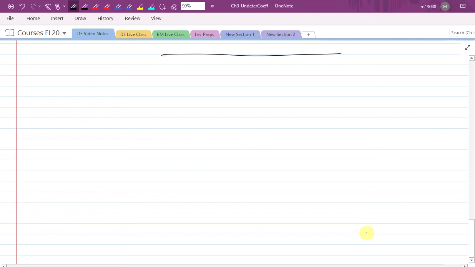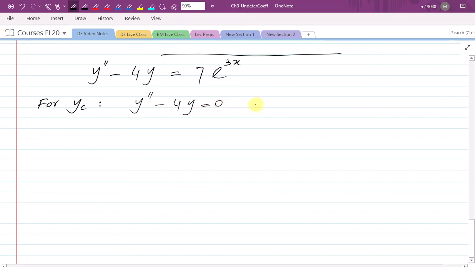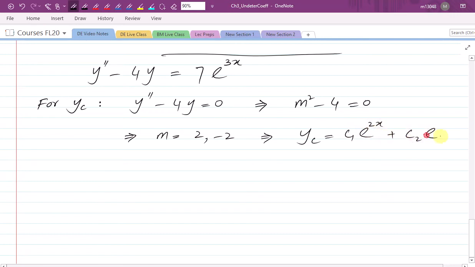Alright, our next question is y double prime minus 4y equals 7 e power 3x. Once again, same routine. For yc, we consider the associated homogeneous equation, which means equals 0. m square minus 4 equals 0. And that means m equals 2 and minus 2. That gives us yc equals c1 e raised power 2x plus c2 e raised power minus 2x.